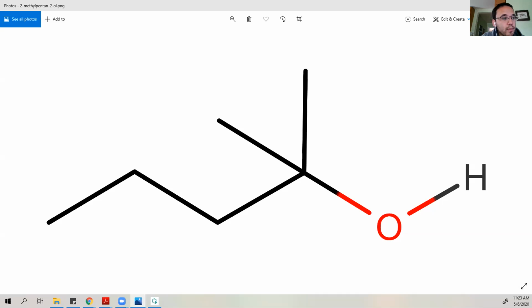Isn't that an aldehyde? This is not an aldehyde. Aldehydes have to have a double bond. Oh, so this is just an alcohol. Got you. This is just an alcohol. Does anyone have any questions on that part?